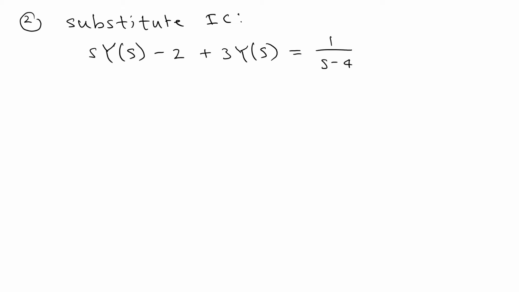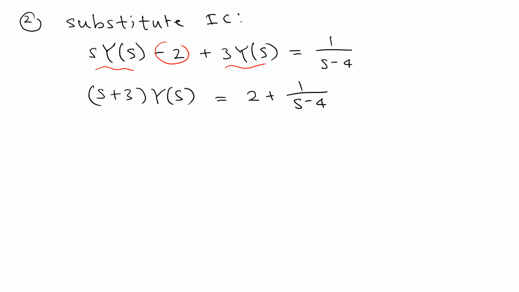Then we can do a little bit of simplification here. You can combine the first terms, the Y terms, so you can write this as (s plus 3)Y(s), and also you can move the 2 to the other side. So you can write this as 2 plus 1 over s minus 4. You can always do that: you move everything else to the other side, and we only leave the Y term on this side.